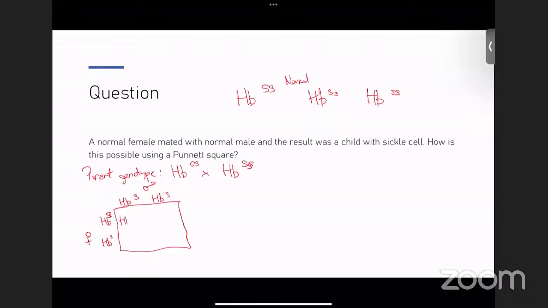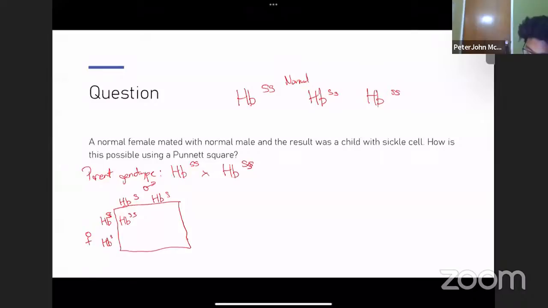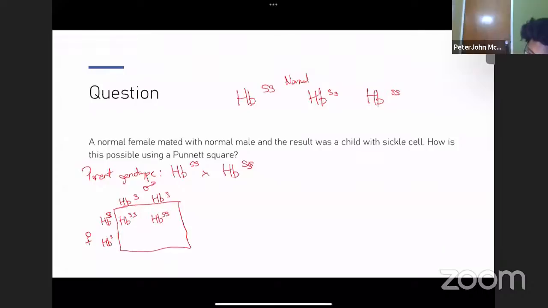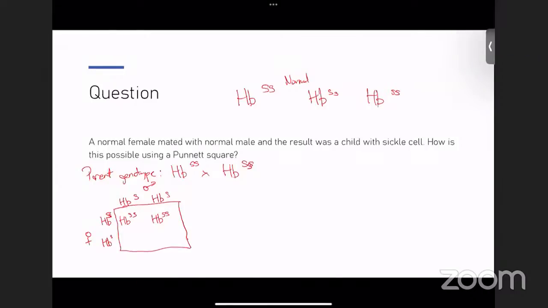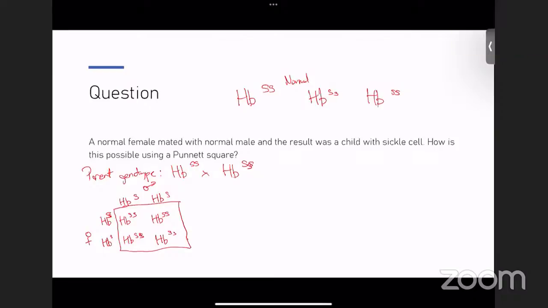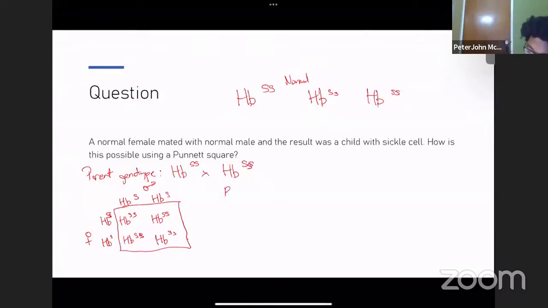For the first one, HB capital S, HB, and capital S. Capital S, capital S. What do we get for the next one? HB capital S, capital S. What do we get for the next one? HB capital S, common S. Common S. What do we get for the last one? HB capital S common S. No, common S. Capital S common S. Oh, yes. So results.